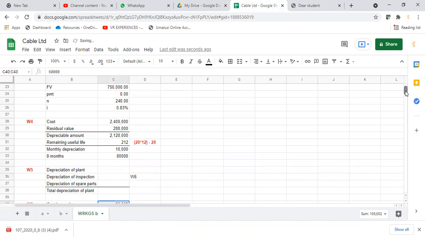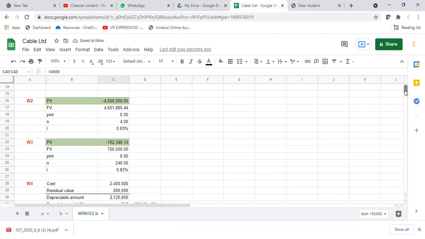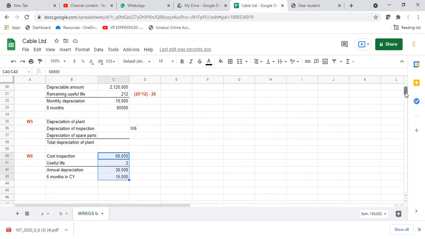Okay, we're not going to finish this entire thing now because of time, but we will continue tomorrow. So there we go, equals 15,000.